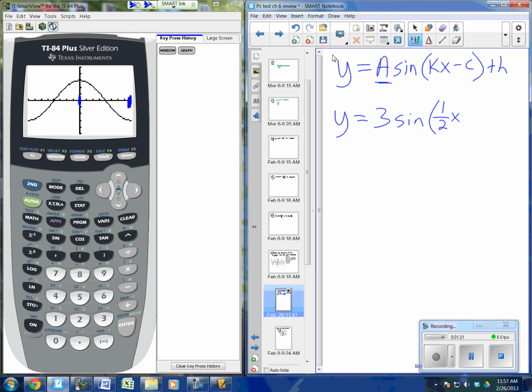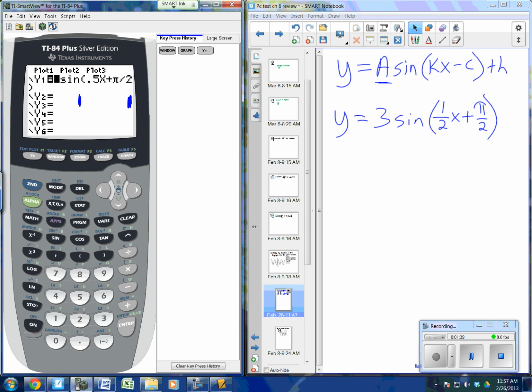Okay. Now, so that's k theta, and now all I have to do is shift it right or left a little bit. Pi what? Okay, pi halves. So minus pi halves or plus pi halves? Plus pi halves. Okay. What did I get? Let's see what I got. 3 sine of 0.5x plus pi halves. That's what I wrote.